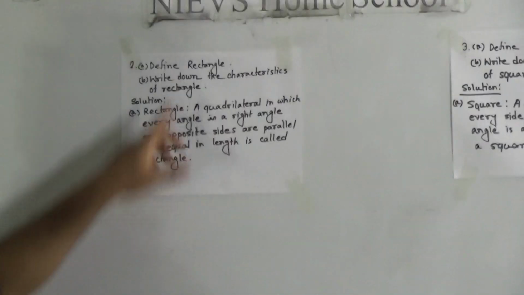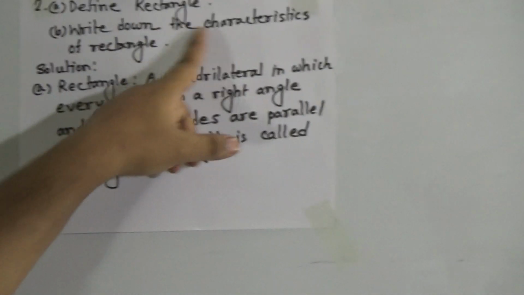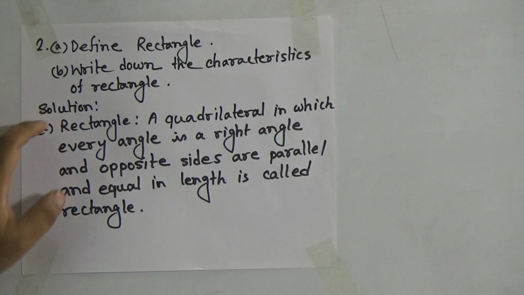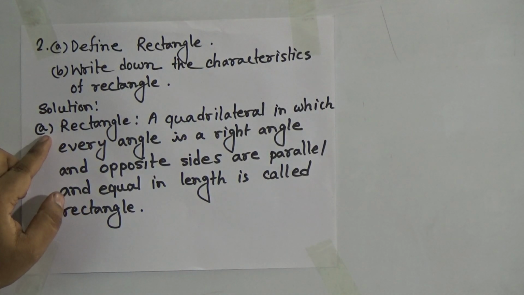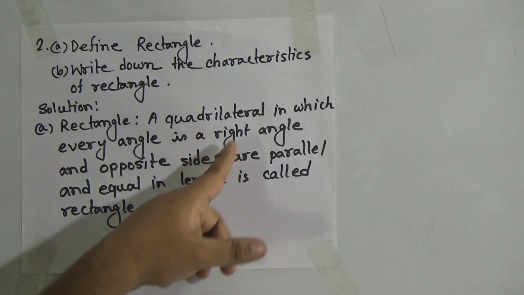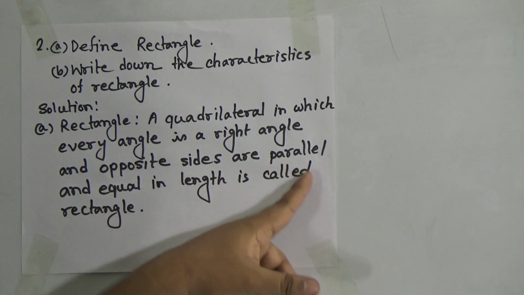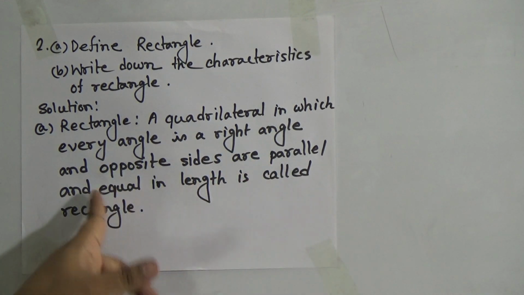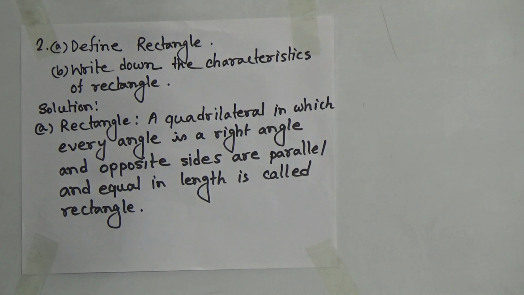Next, question number 2: define rectangle. B, write down the characteristics of rectangle. Solution: a, at first we do the definition. Rectangle: a quadrilateral in which every angle is a right angle and opposite sides are parallel and equal in length is called a rectangle. That means one opposite side is equal to another opposite side, and all angles are right angles, and all angles must be 90 degrees. I hope you have understood.